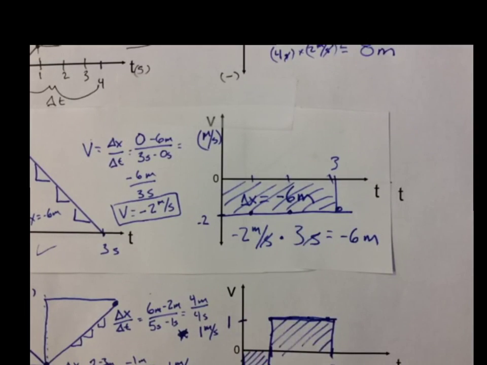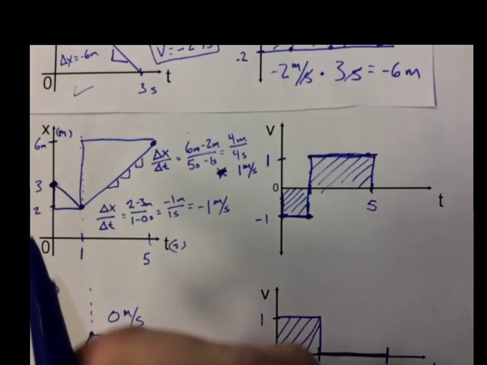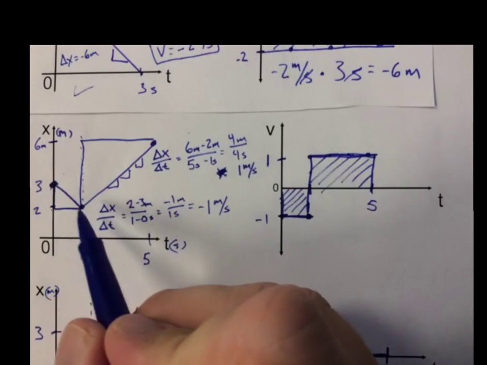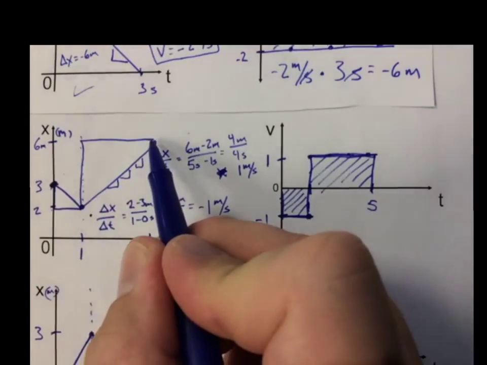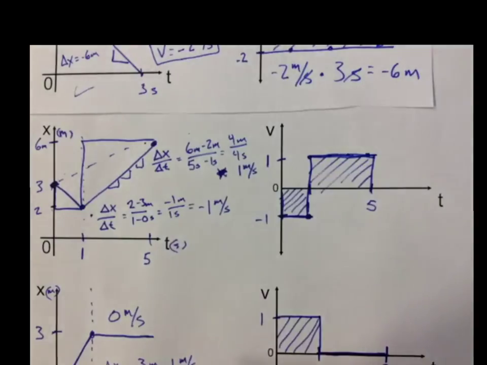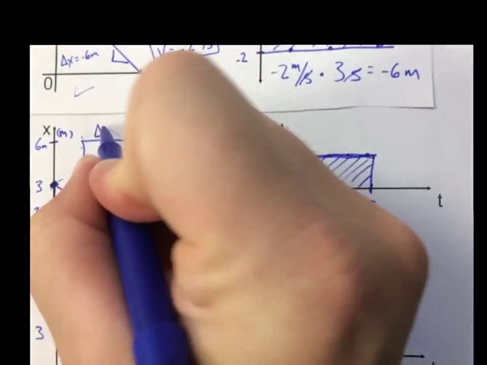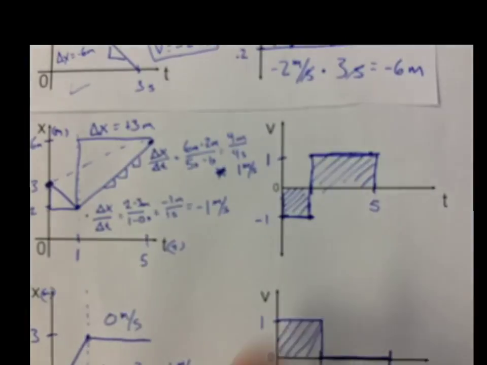Well, let's try the next one, see if this really holds true, because this one might be a little bit different. If you take a look here, this object started at 3, went to 2, but we don't include that when we're talking about displacement. Really, it just started at 3 and ended at 6. So the total displacement for this object, according to the position versus time graph, is positive 3 meters. How do we get that if you take a look over here?